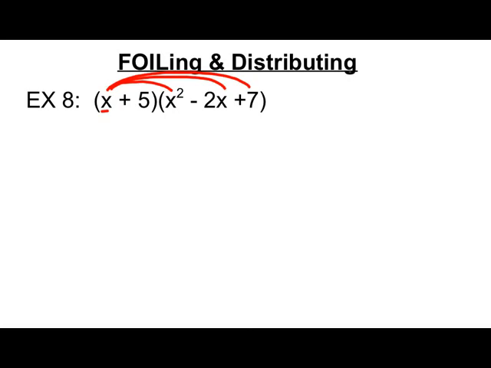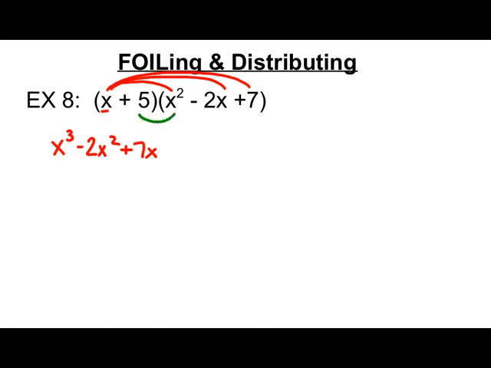So x times x is x cubed. x times negative 2x is negative 2x squared. x times 7 is 7x. Now what I'm going to do is I'm going to come back through and multiply by the other value. By multiplying by the 5, I have multiplied every combination I could between these two sets of parentheses.